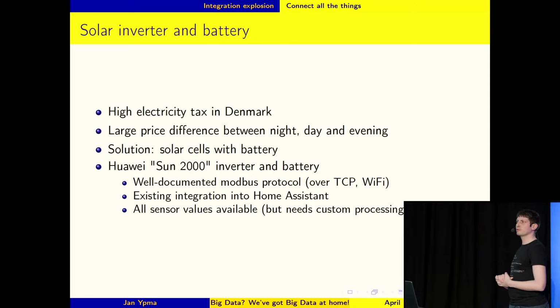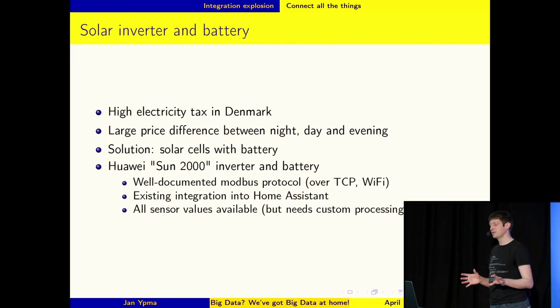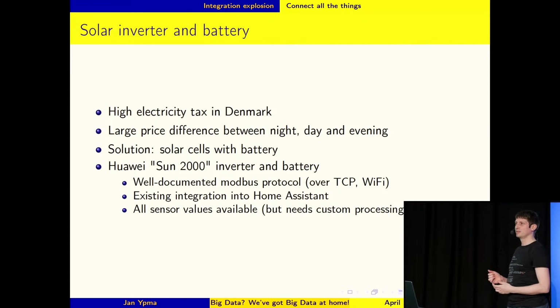So typically for Denmark, solar cells have become more and more popular because of the high energy price that we have. The price not being the actual energy price, because that's pretty much the same all over Europe, but the amount of tax on top of it. So if you look at the price versus tax, we pay, depending on the time of day, about 3 to 10 times the actual energy price just in tax.